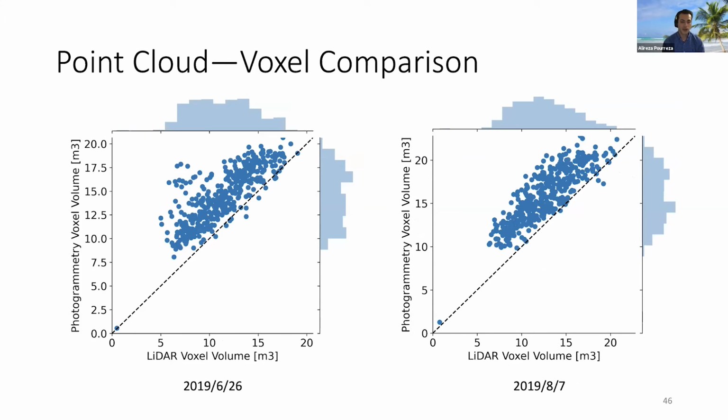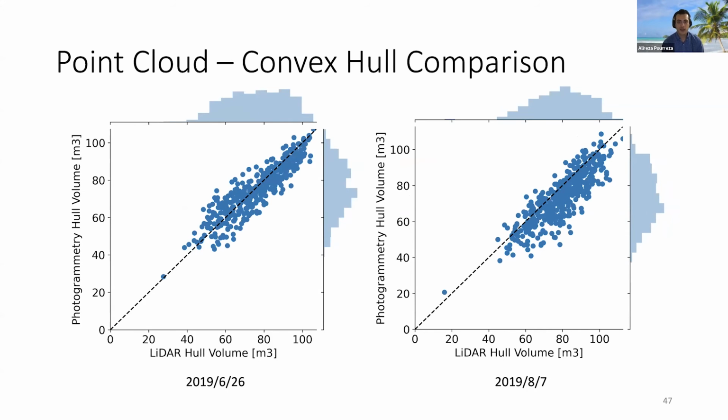So this is the scatter plot of voxel volume compared to photogrammetry in the same orchard on 2 different dates, once in June, the other one in August. And we can see that photogrammetry overestimates the volume a little bit if we use the voxel volume. If we use the convex hull, we can see they pretty much agree with each other. So with this analysis, we can say that photogrammetry can provide us with data as good as LiDAR for orchard canopy profile monitoring.